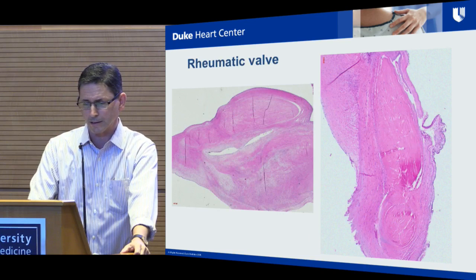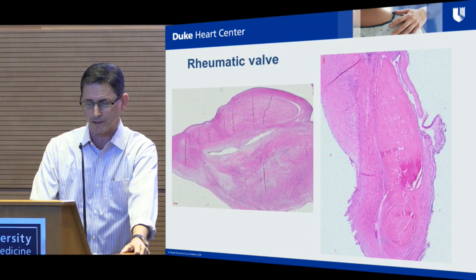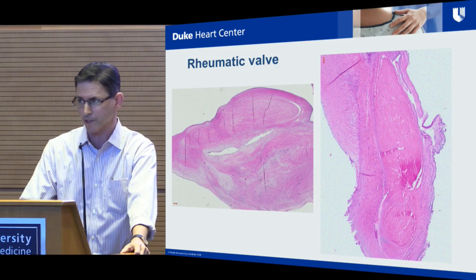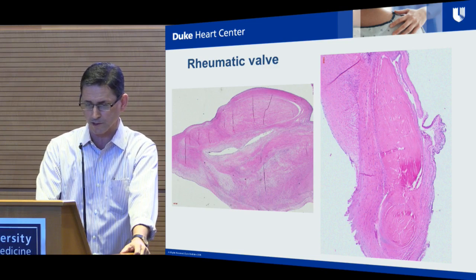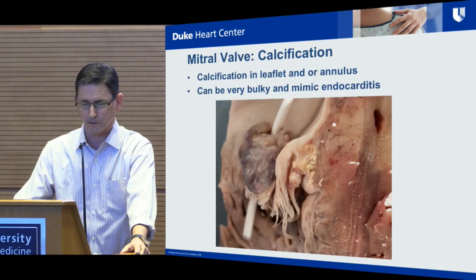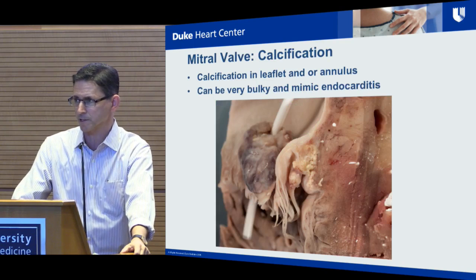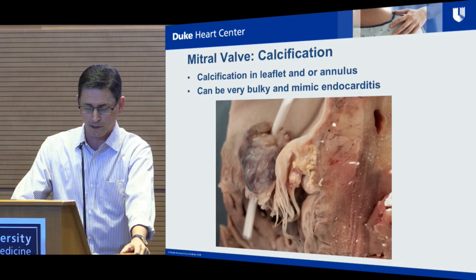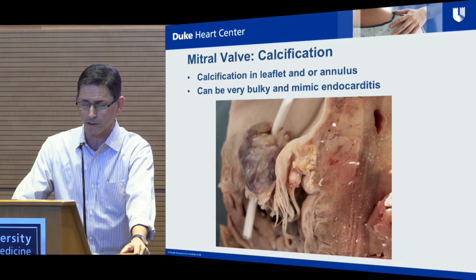So very complex. This is what it looks like under the scope. On the left, this is the valve, but on the right, the chordae, and they're both surrounded by this fibrous tissue. And then finally, I just want to leave you with an image of the calcification. It can be very different in the mitral, and it may not only be the leaflet, but it can be the annulus that's markedly calcified.